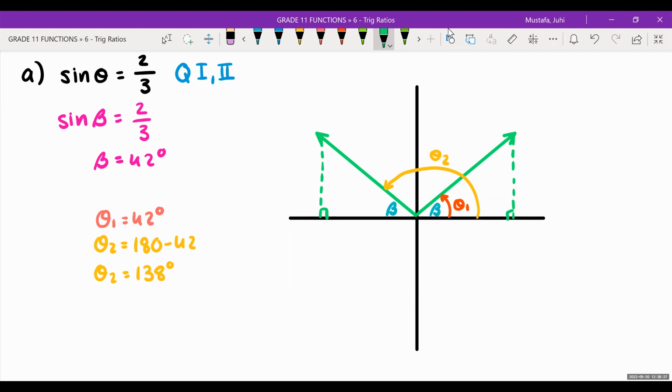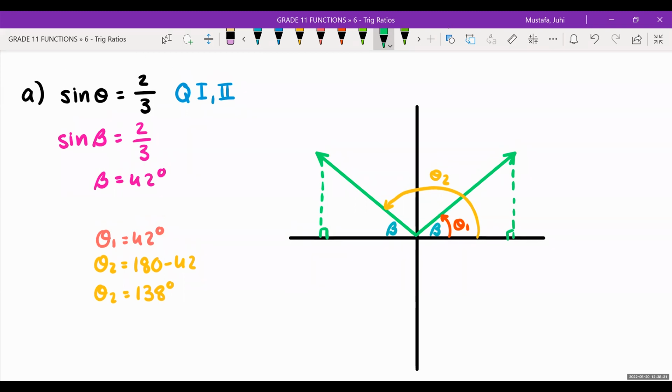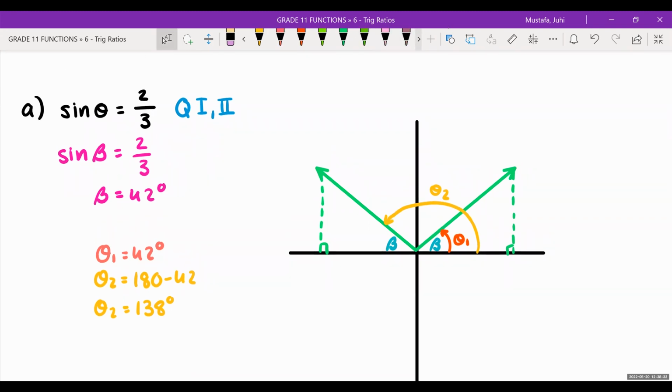And we're going to have to figure out what side lengths go where. How are we going to do that? Well, let's look back to the original question. In the original question, I've been given a fraction, and that's really helpful because we all know that sine theta is equal to opposite over hypotenuse, or sine beta is equal to opposite over hypotenuse.